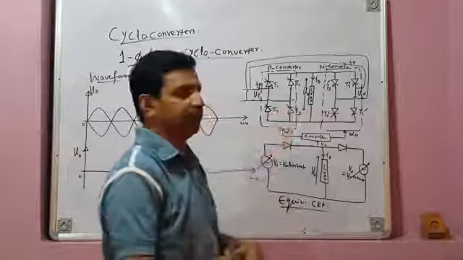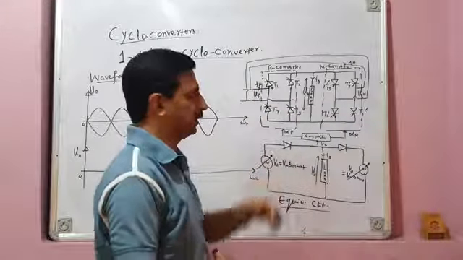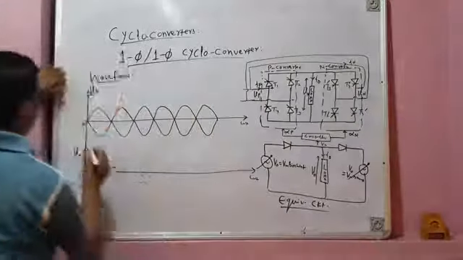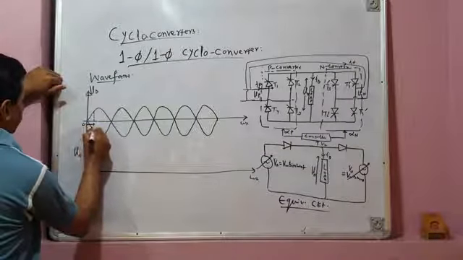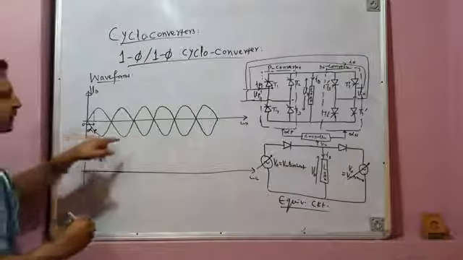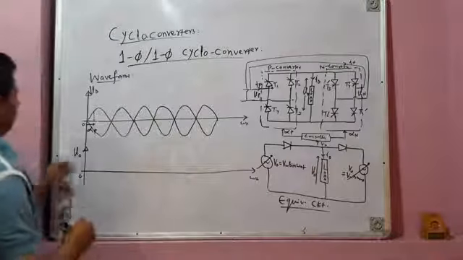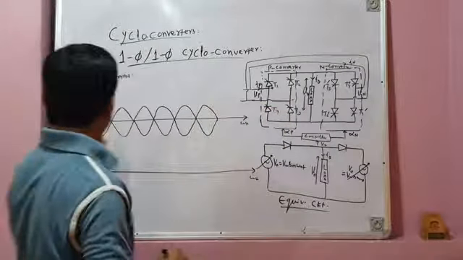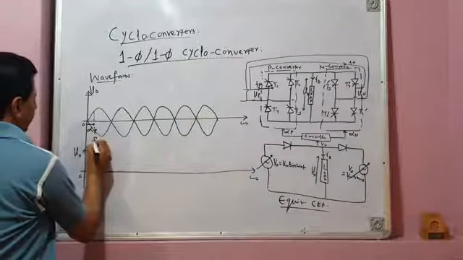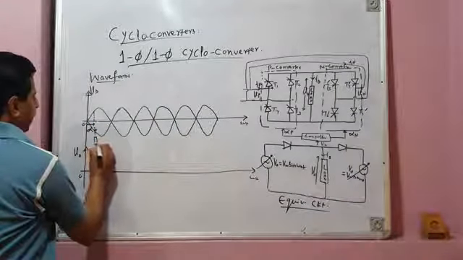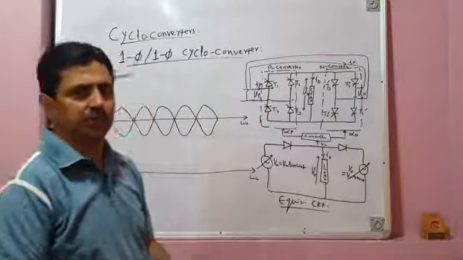T1 and T3 are forward biased, and firing pulses are issued to T1 and T3 simultaneously after a delay of alpha electrical degrees. Let us assume this is alpha, alpha P, meaning the delay angle for the positive converter, the P converter. The thyristor pair T1 and T3 will get fired here, because at this point our controller issues the firing pulse to the pair, so T1 and T3 will immediately go into conduction.